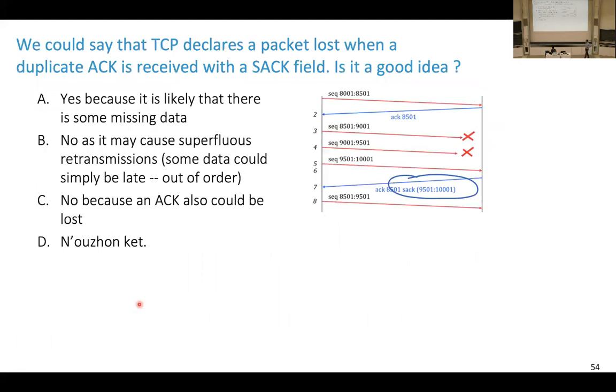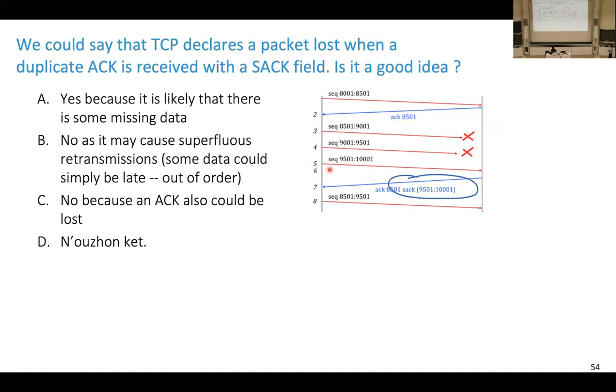Before beginning with these 3 examples, we will do a small poll. So here you have already seen this scenario during the previous lecture. You have several packets, with time elapsing horizontally. Here 1, 2, 3, 4. Each packet is sent. The first one is acknowledged, so you will receive an acknowledgement of 8,501.